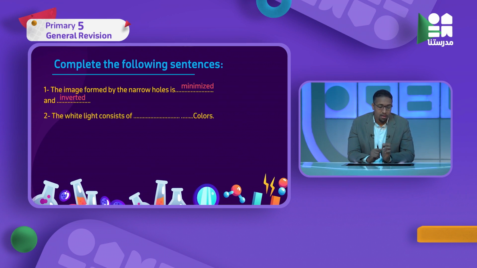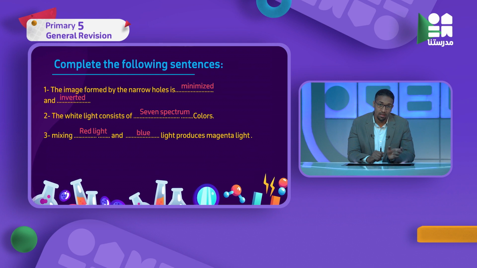The next question, the white light consists of how many colors, and we call them what? Consists of 7 colors, we call them 7 spectrum colors. So we have to write 7 spectrum colors. Third question, mixing space and space light produces magenta. So magenta as a secondary color is produced by mixing 2 primary colors, and they are red light and blue light. We have to focus here, it's red light. It's light, not any color.